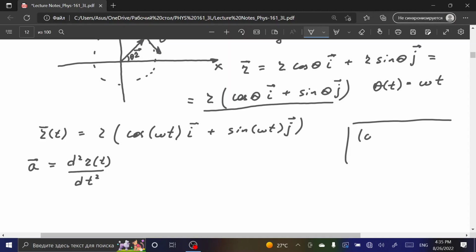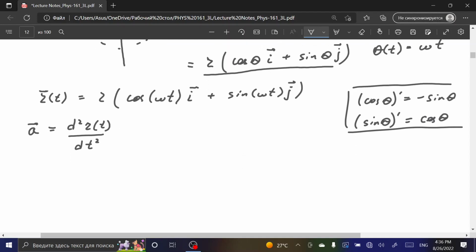The derivative of cosine theta is minus sine theta. The derivative of sine theta is just cosine theta. Okay, with this in mind, we can step by step take two derivatives of this radius vector as a function of time. So first the derivative, dr over dt.